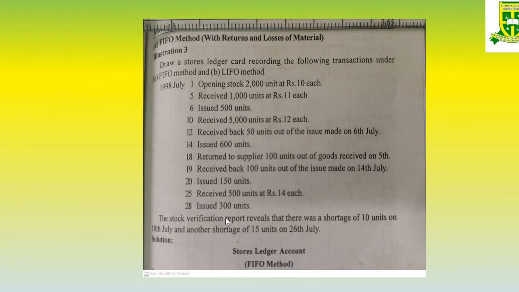And the last adjustment: a stock verification report reveals that there was a shortage of 10 units on 18th July and another shortage of 15 units on 26th July. If there is a shortage, what do we have to do? A shortage means there may have been a need for stock in the manufacturing process. So that is a shortage. We have to issue it again. The same term, issue, is given for a shortage.